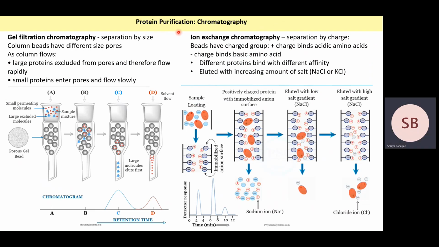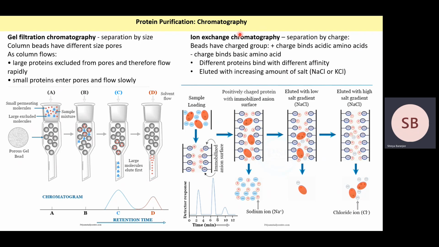There are several ways of purifying proteins. One is the gel filtration chromatography, and the principle is the separation by size. So the column beads have different size pores. As the column flows, the large proteins remain outside the pores and are therefore rapidly eluted, while the small proteins shown by the red dots here enter the pores and they flow slowly. So the large molecules will be eluted first and the small molecules will be eluted later.